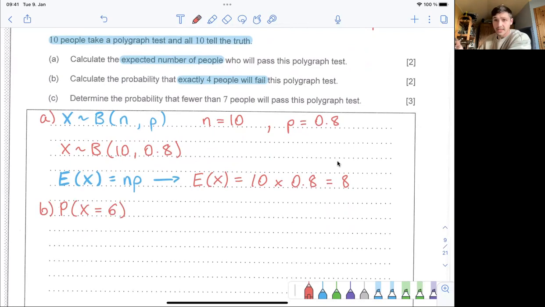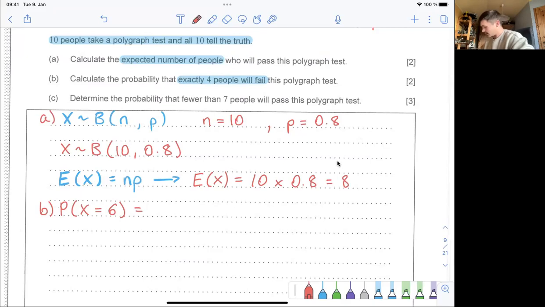Because we're coming at it from the perspective of passing the test, we're trying to be positive, I suppose. You're more than welcome to look at it from a failing perspective, and you put 0.2 here, and then you put X is equal to 4. But we're going to come at it from this perspective. If you don't know how to calculate binomial probabilities using your graphics display calculator, I would advise you look that up on YouTube or wherever, find a manual and find out how to find binomial probabilities. It's very important for the course.